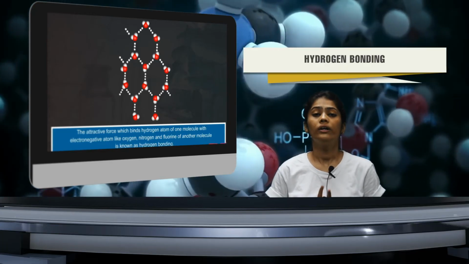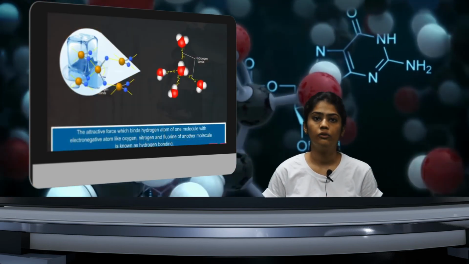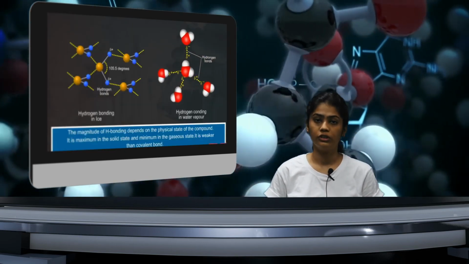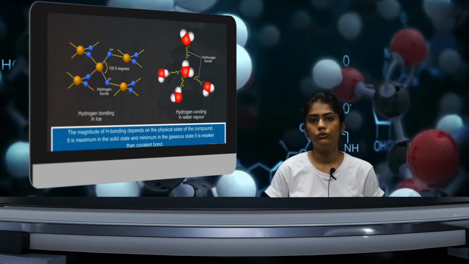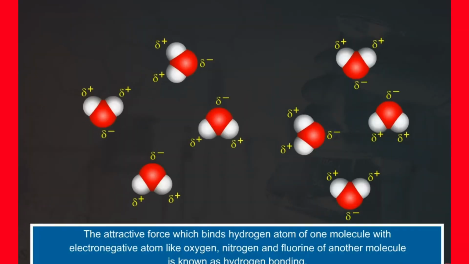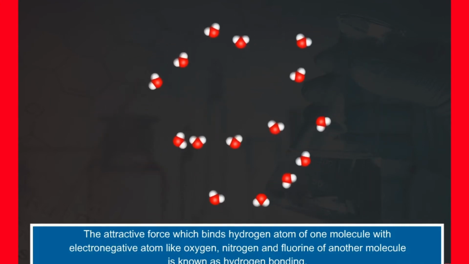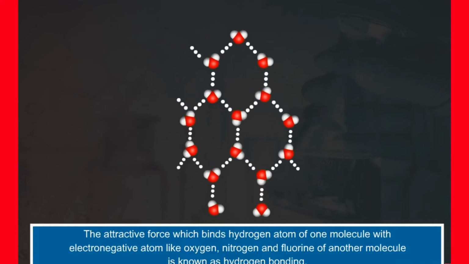Let's look at one different kind of bonding, that is hydrogen bonding. We all know hydrogen has one electron and one proton. So let's look at how hydrogen forms its bonds. Hydrogen bonding. The attractive force which binds the hydrogen atom of one molecule with an electronegative atom like oxygen, nitrogen and fluorine of another molecule is known as hydrogen bonding.